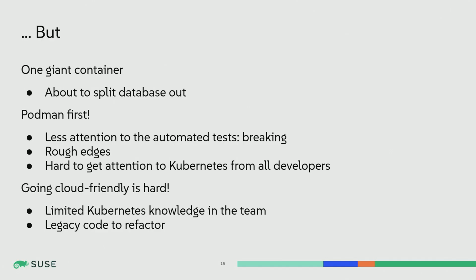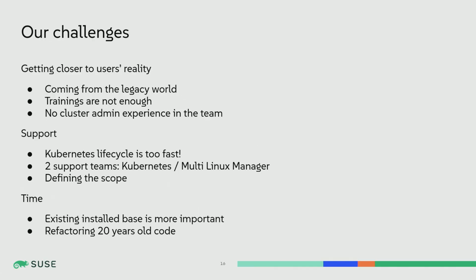Going cloud-friendly is very hard because, as I mentioned, our code is 20 years old. So we don't change that in one night, even in a year, sadly. And in the team, we're like the code. We're legacy people. We come from the Linux world. Only a few of us have knowledge of Kubernetes, right?